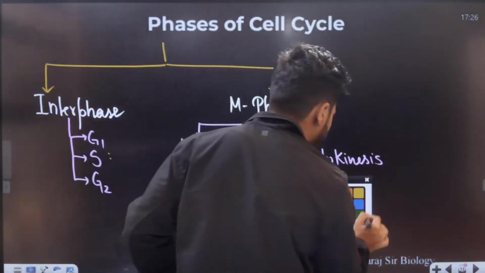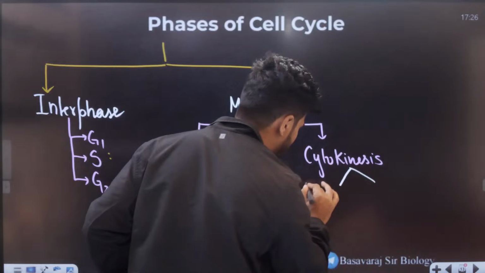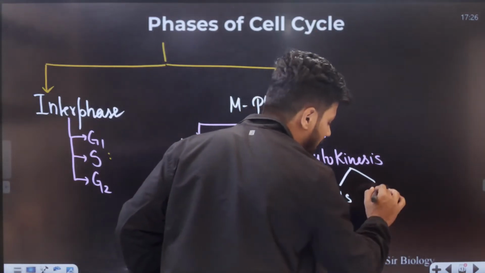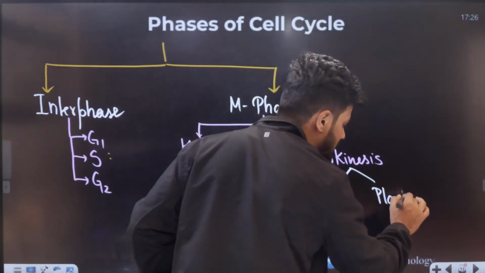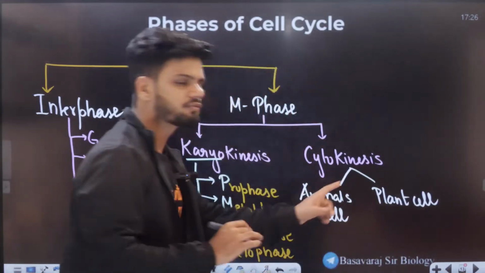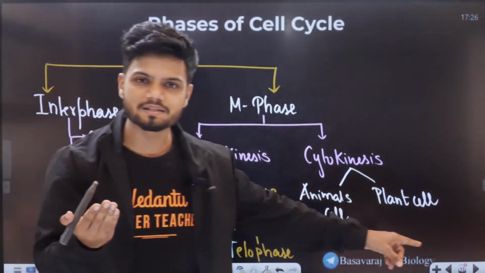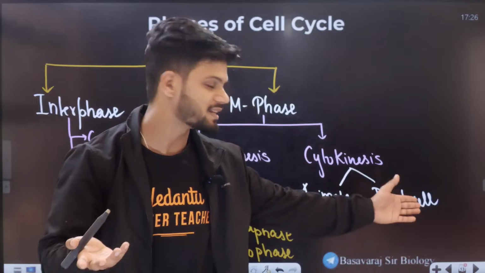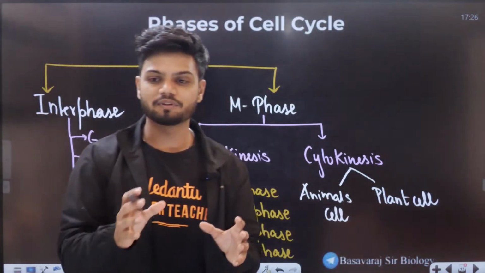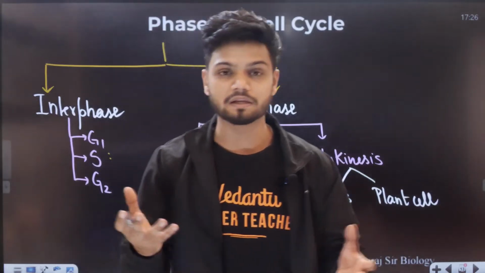Remember all of you, cytokinesis is different in animal cells and different in plant cells. Why? Because the plant cell is more rigid, it has something called a cell wall, which makes it very difficult to do. I believe till here all of you are very clear.